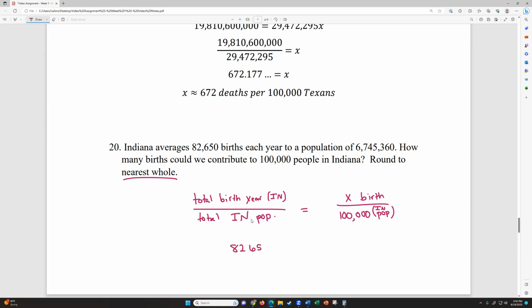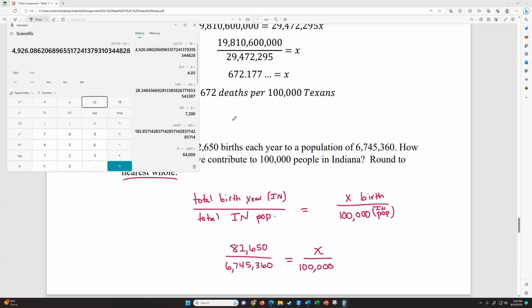82,650 is the total births in Indiana. The total population as of the time of this question was 6,745,360. We want to know how many births there are per each 100,000 people living in Indiana. So I'm going to use my calculator instead of writing out all of these large numbers.